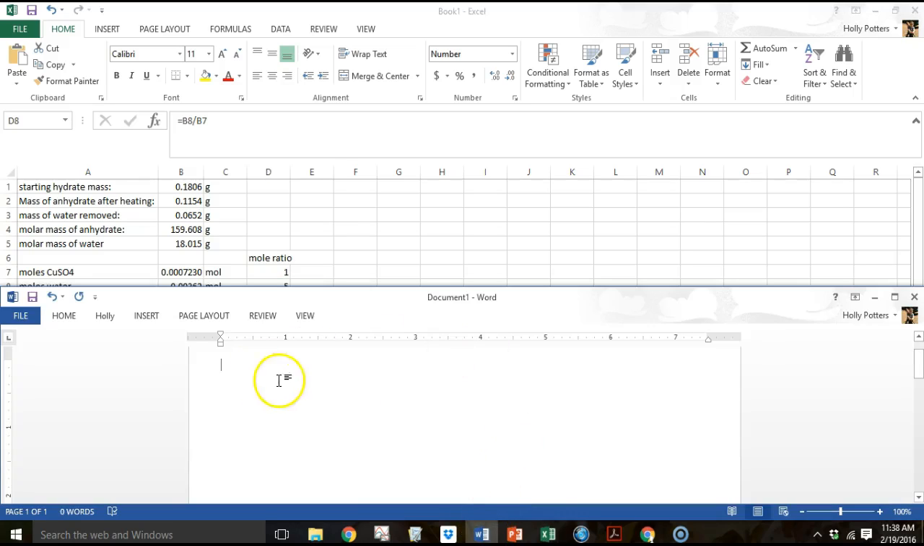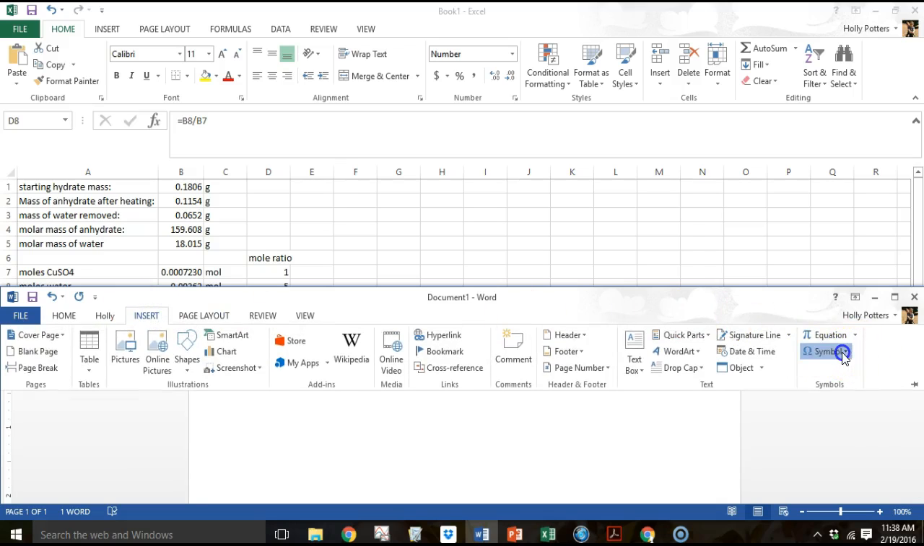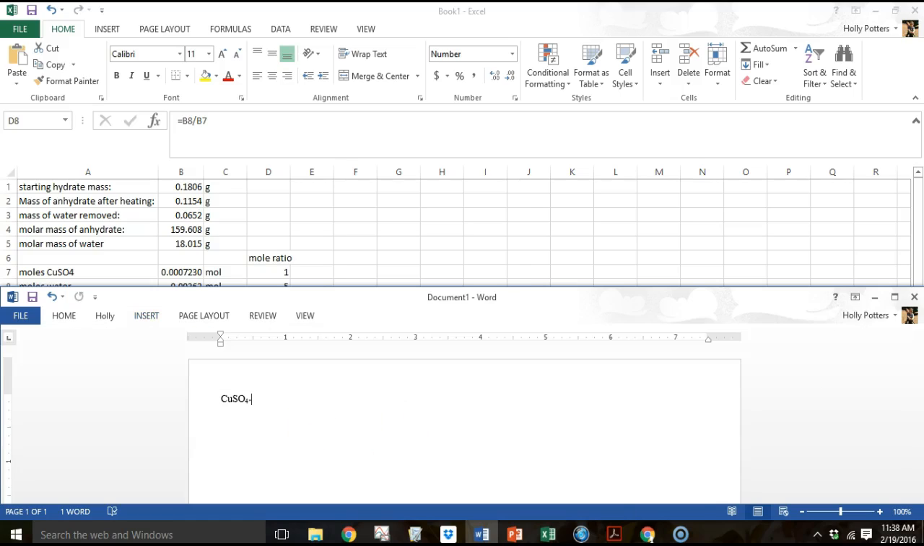So that means that if I want to write my formula, it would be CuSO4. And I do need to insert a special symbol to get the dot. Where is it? There we go. And then that will be 5H2O. Okay, so that's going to be my final empirical formula. Again, it's a 1 to 5 ratio of copper sulfate to water. And there's the answer to the question of what's the empirical formula of the hydrate.